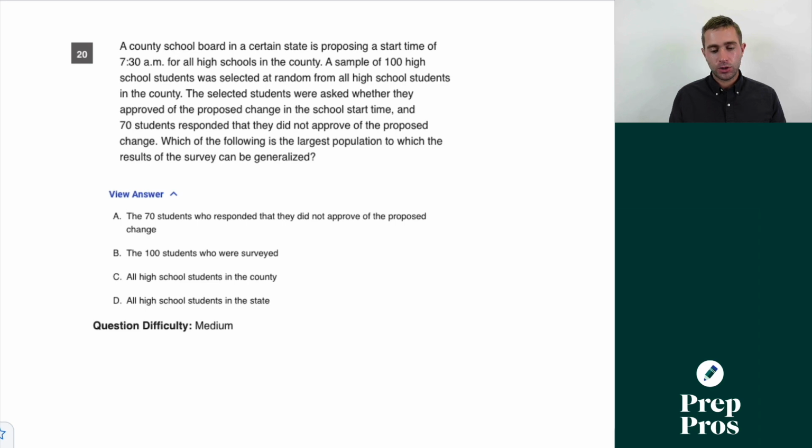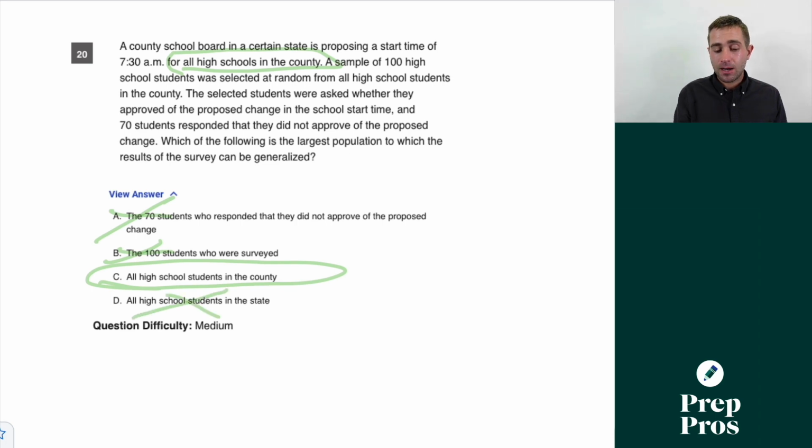Which of the following is the largest population to which the results of the survey can be generalized? Well, we can only generalize based off of what we sampled. Since we sampled high schools in that county, we can only apply those results to students in that county. It's not just the students who responded or were surveyed. The reason we always take a sample is because from that sample, we can extrapolate, or take a good generalized idea of what the value is going to be for all the people that sample represents. So it's going to be all those high school students in that county. We didn't sample from across the state, so we can't do D. That's why C is our correct answer there.